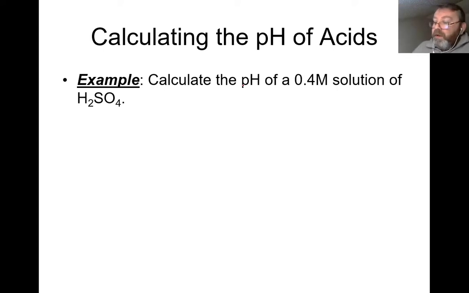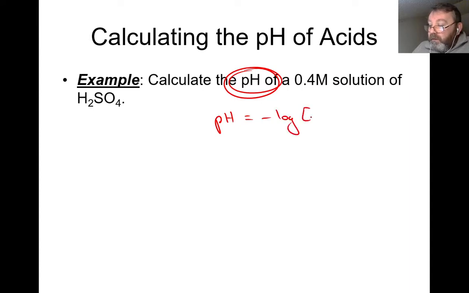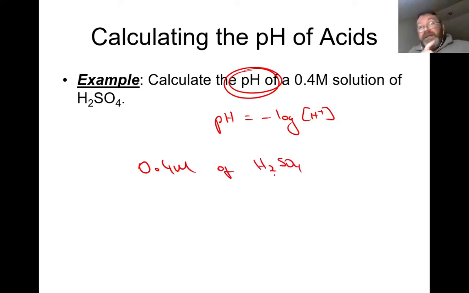Now, what do I know? First of all, calculate the pH. Write it down. pH equals minus the log of the hydrogen ion concentration. Now, the question is, what is the hydrogen ion concentration? I only know what the concentration of the acid is. So here's what I want you to think of. It's a 0.4 molar solution of H2SO4. That means that you have 0.4 moles in a litre of solution.